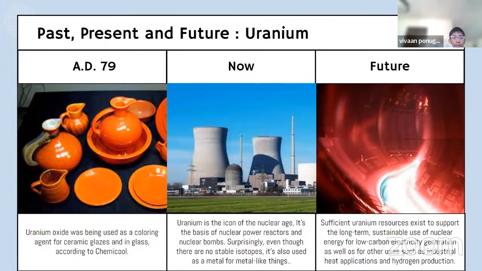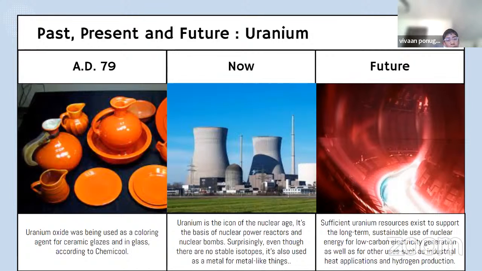Past, present, and future. Uranium. Uranium had a slightly confusing past. It was used as a dye for certain ceramics. For example, in the image you see, it was used as an orange dye for the plates, but many people use it as a yellow dye. Uranium oxide was used as a coloring agent for ceramic glazes and in glass, according to chemical.